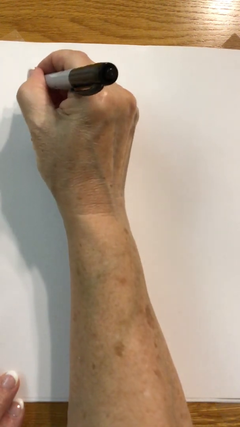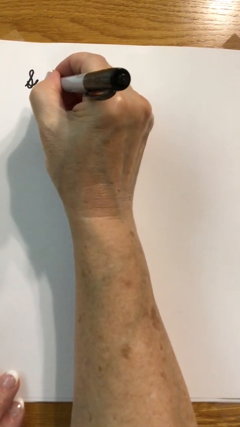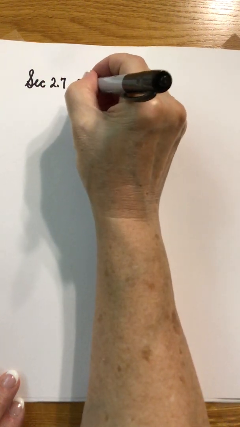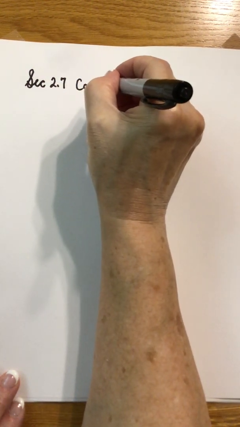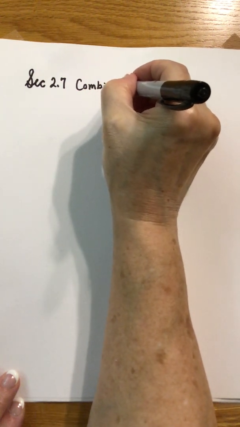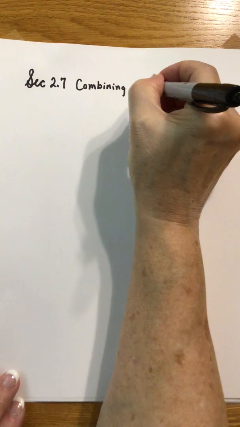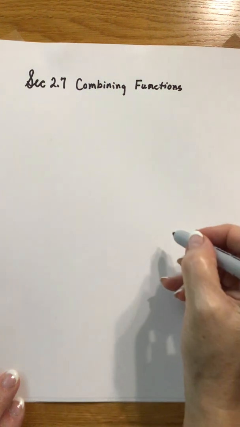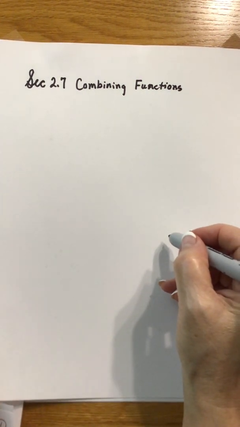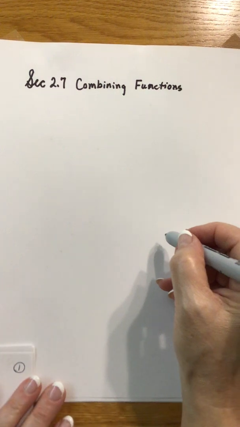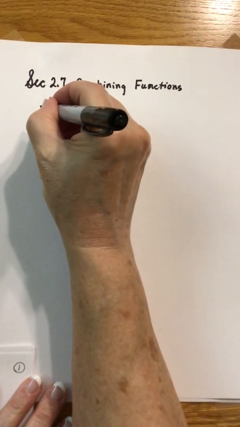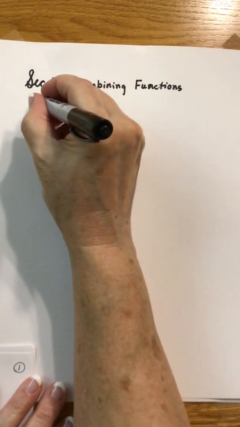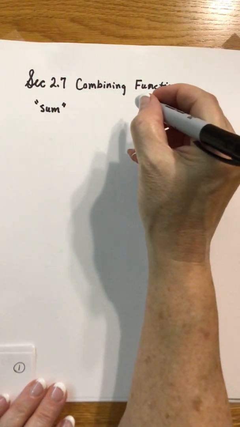Today we're going to talk about section 2.7, combining functions. So some of the ways that we can combine functions is to consider the sum. So sum means what? The answer to an addition problem.